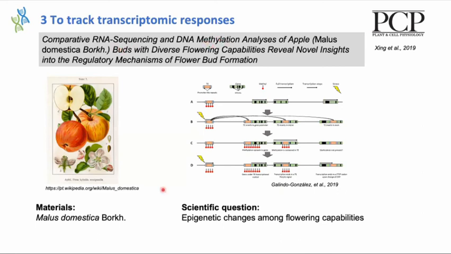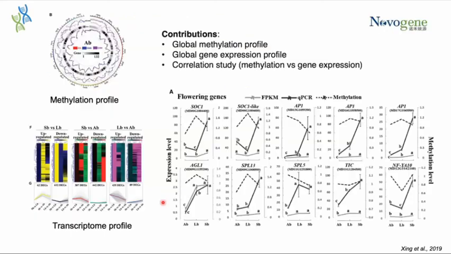Here we show an example performed on apple trees, where they are studying the diverse flowering capacity. As you can see here, we can collect the methylation profile for them, and we can also construct the RNA-seq or transcriptome profile for the research. And then by comparing the methylation level and their RNA-seq expression level, you can see their relationship or correlation for different flowering genes. On the top, we listed the contribution we can provide from Novogene.